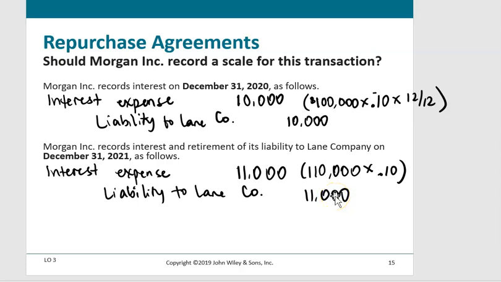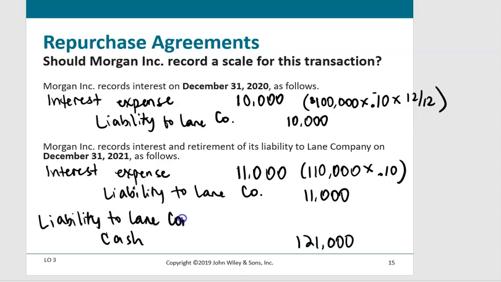But then immediately what happens on that same day, the company pays off that liability. So we credit cash to make payment for 121,000. And what account are we going to debit? We're going to debit to reduce the liability to Lane Company for the full 121,000. So what would we see on the financial statements? The income statement is going to report for 2021 interest expense of 11,000 and no liability whatsoever. We just reduced cash and paid off our liability.